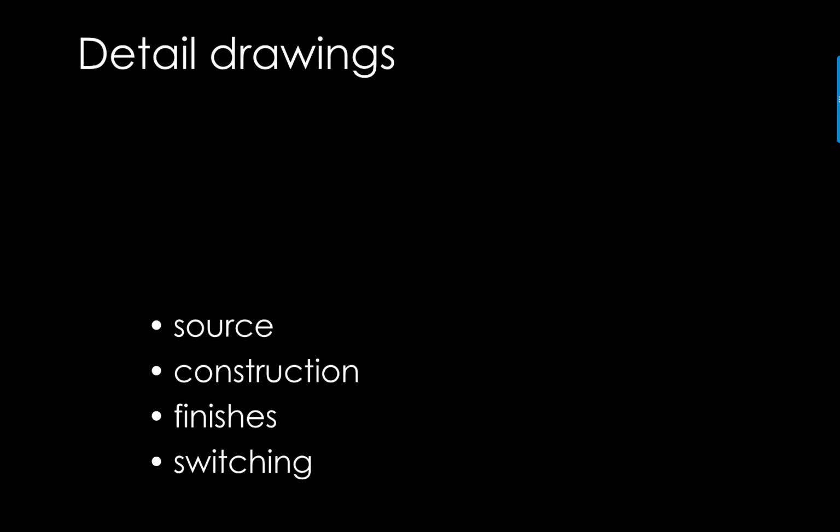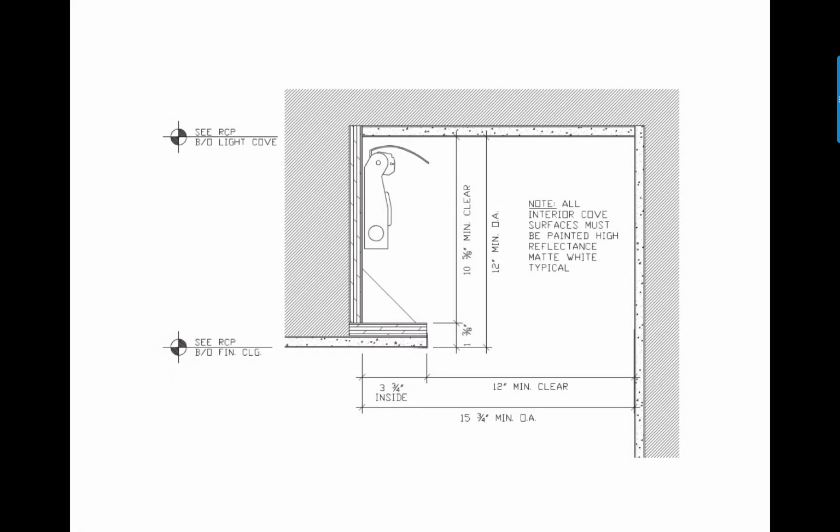Now, the other thing that we do as interior designers is we come up with details where we put lighting in different configurations in a space where it's more built in, or we're just trying to indicate a special effect. These are also, again, done in construction drawings where you want to indicate the finished materials of all surfaces. All interior cove surfaces must be painted high reflectance matte white, typical.